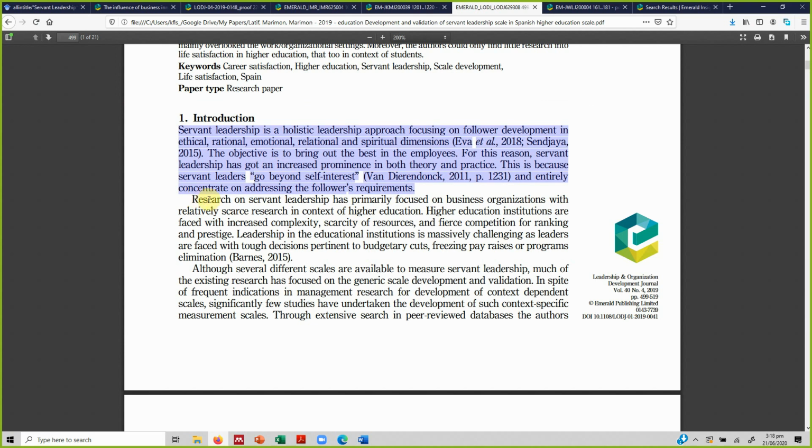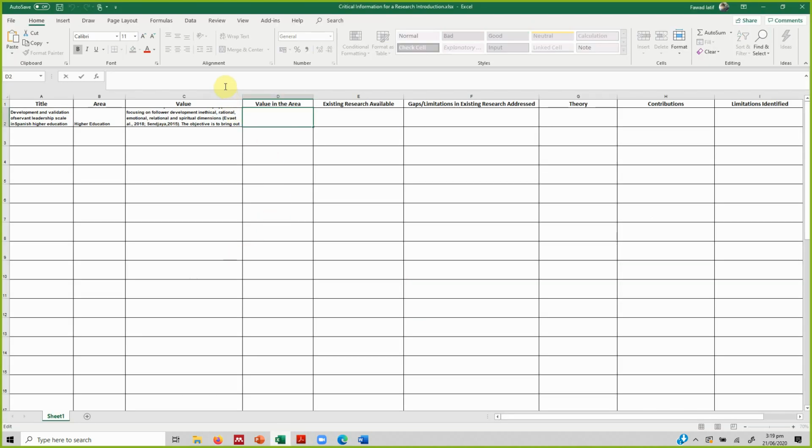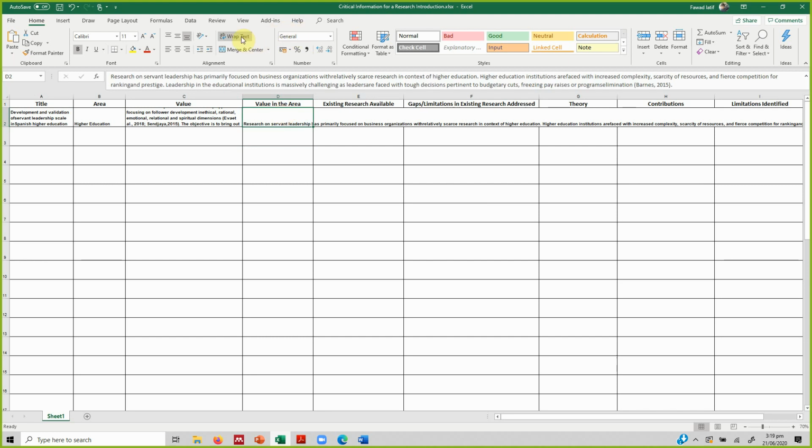In this case, it says that research on servant leadership has primarily focused on business organizations, with relatively scarce research in the context of higher education. Higher education institutions are faced with increased complexity, scarcity of resources, and fierce competition for ranking and prestige. And this is the reason that leadership is important. Leadership in educational institutions is massively challenging as leaders are faced with tough decisions pertinent to budgetary cuts, freezing pay raises, or program elimination. So what you can do is just simply copy this text and put it into your Excel sheet. There you go. Wrap the text.